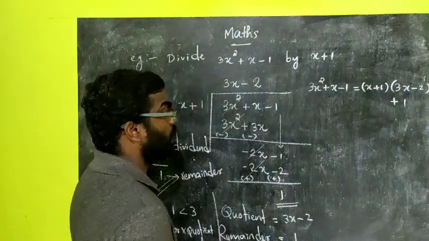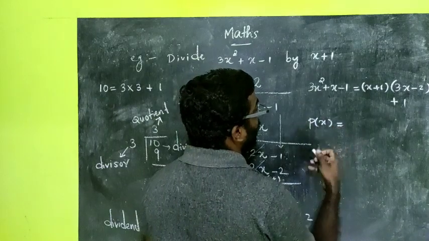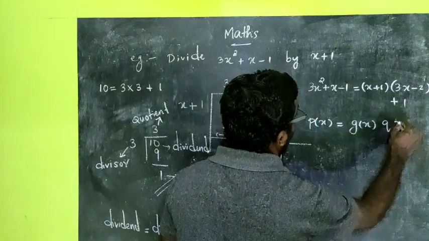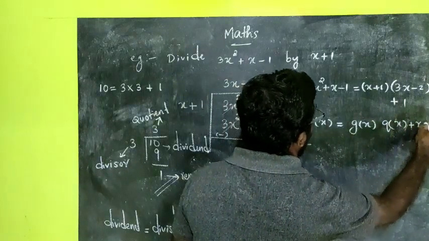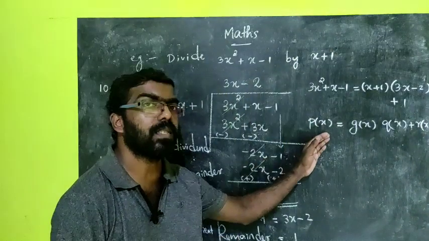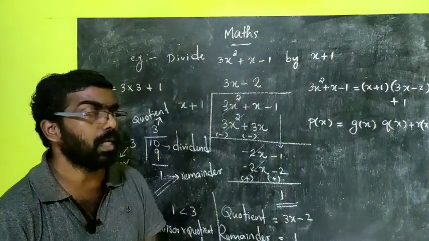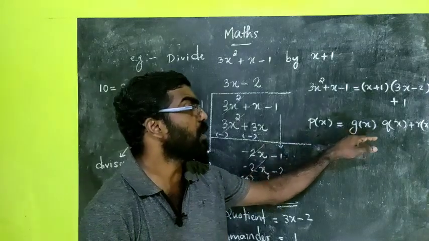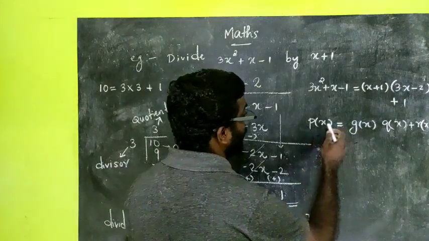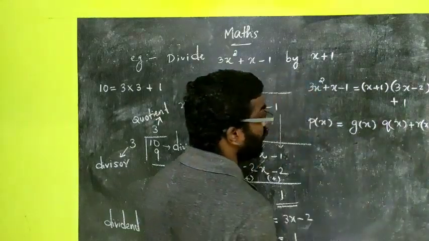Or we can generalize. If the dividend is p of x, then we can write p of x is equal to, and the divisor I take as g of x, the quotient is denoted by q of x, and the remainder is r of x. So we can say p of x is equal to g of x into q of x plus r of x, where p of x is the dividend, g of x is the divisor, q of x is the quotient, and r of x is the remainder.